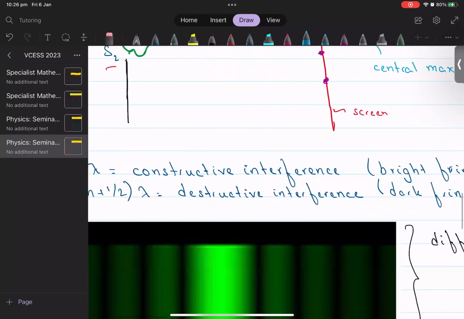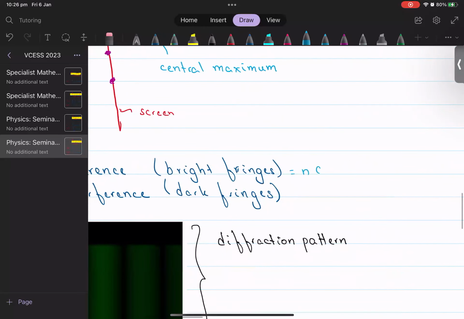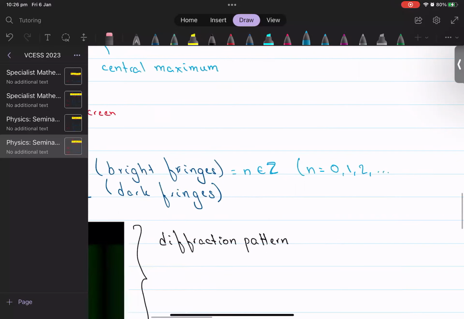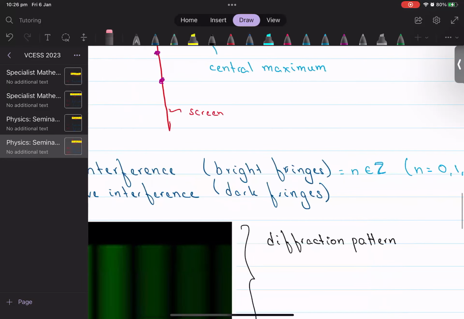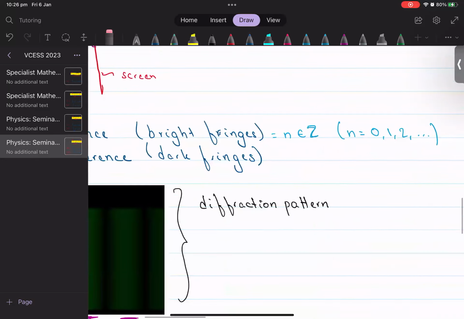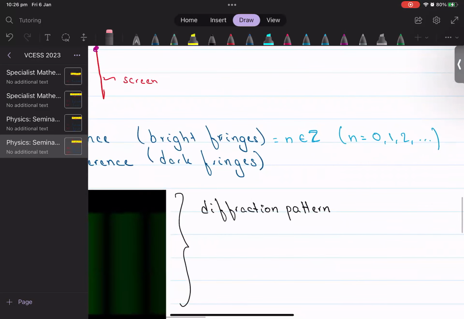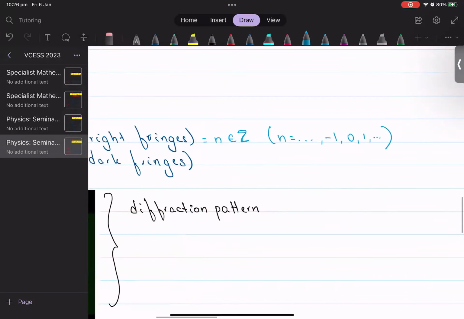So that's what n represents here. n is an element of Z. So n can be 0, 1, 2, and so on and so forth. Actually, it can be anything, because these are measured relative to the central maximum, so you can go either side of it. So you can also include negative numbers: ..., -1, 0, 1, ..., integer multiples.